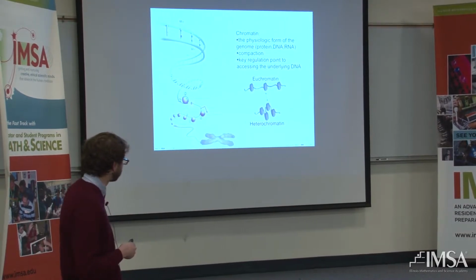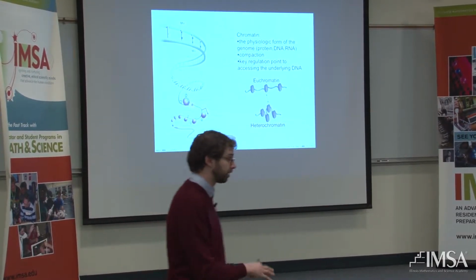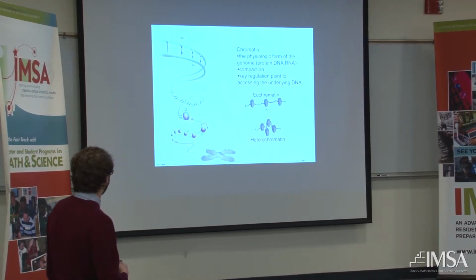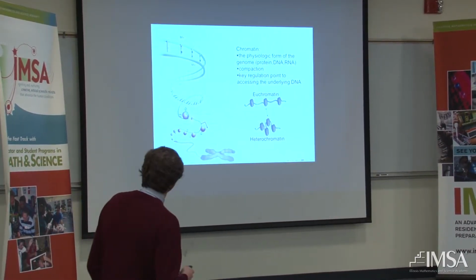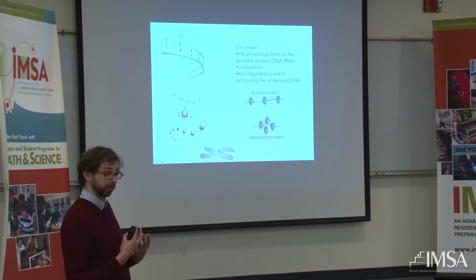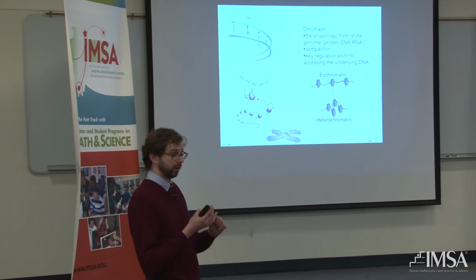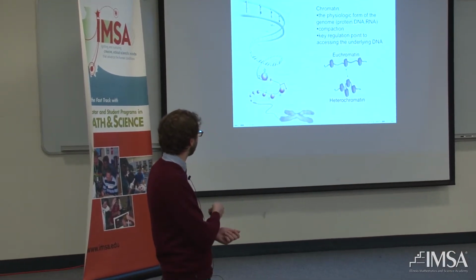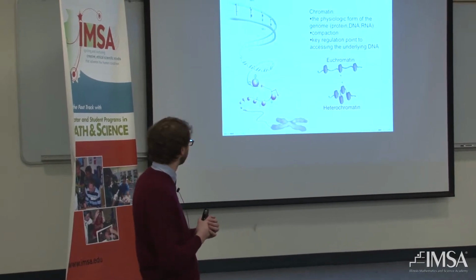So if we want to understand iPS and if we want to understand normal differentiation of stem cells, I argue that we have to understand chromatin. Now, I've used this word enough times that I probably should have defined it already. Chromatin is simply the assemblage of protein and RNA on the genome. So it's a number of factors. It's the physiological form of the genome in a eukaryotic cell.